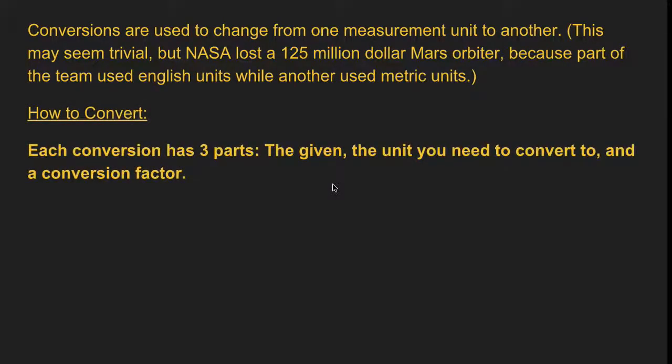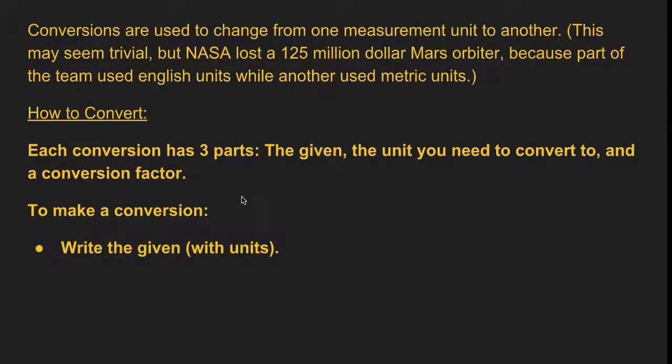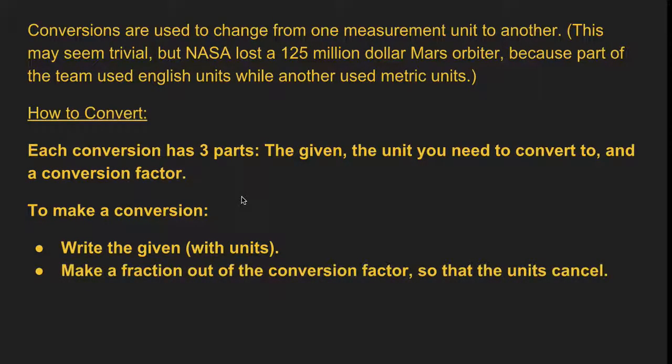When we convert, each conversion has three parts: the thing that you're given, the unit you need to convert to, and a conversion factor that's going to get you from one to the other. To make a conversion, write down the given with units, make a fraction out of the conversion factor so the units cancel, multiply the given by the fraction, and you'll end up in the right units.